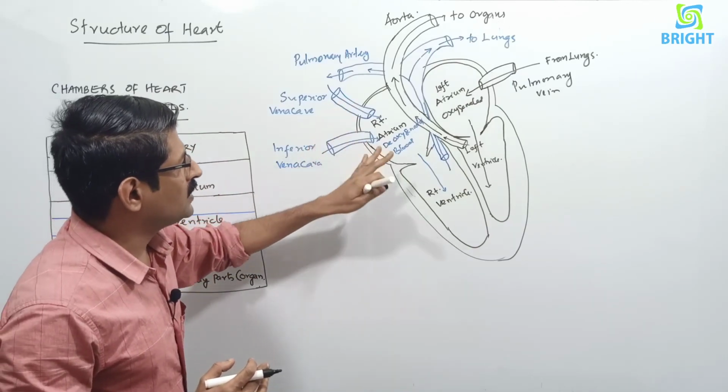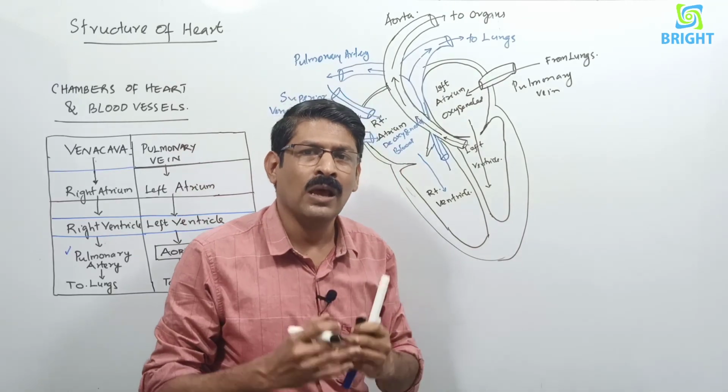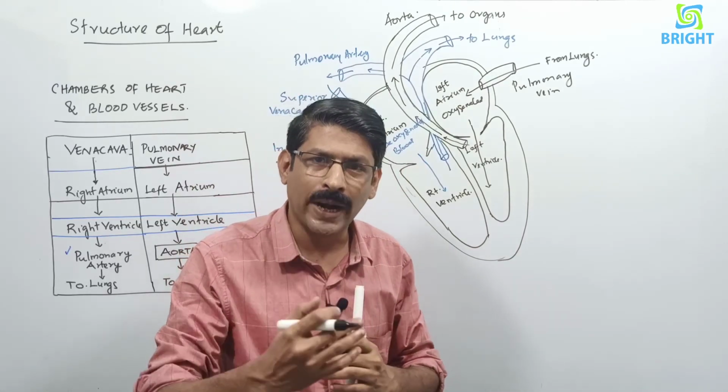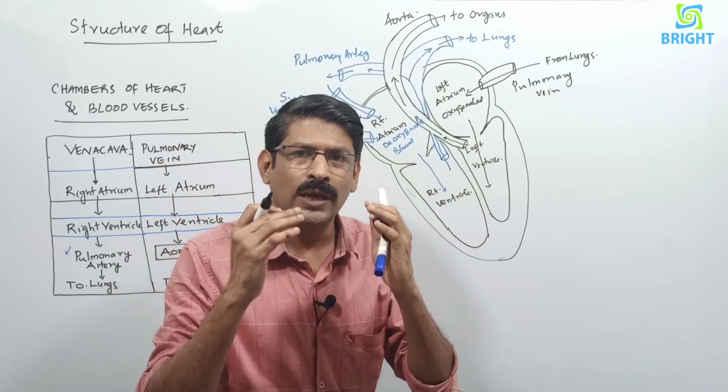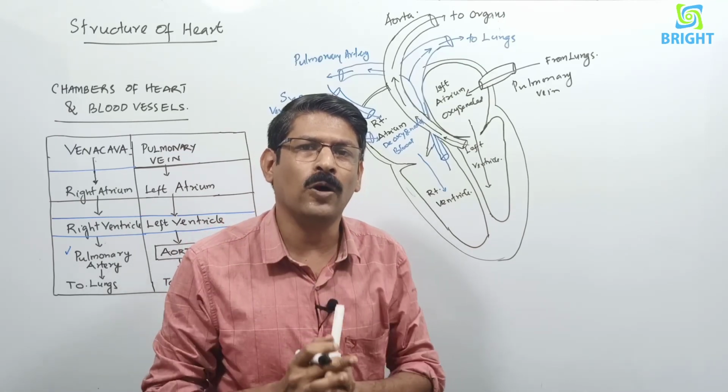So this is the structure, the line diagram of the heart, and in the next session we will explain how to draw the brain and also how to draw the nephron and neuron, because all these diagrams are very important for our board level examinations.